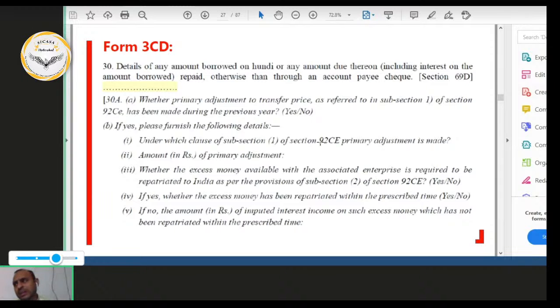What is the secondary adjustment? The department will add whatever amount is there. They will add interest on that quantum because it is treated as if that amount has been given to your associate enterprise outside India as interest free. So they will calculate imputed interest. In that context, if it is applicable, you have to fill up this particular data.